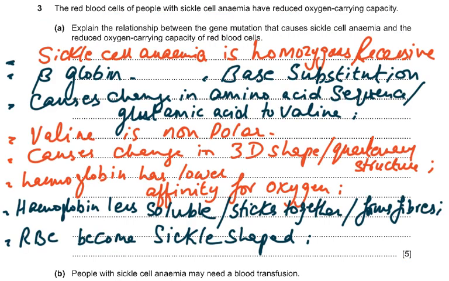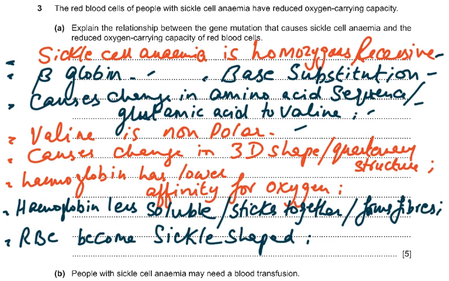Now, as you can see, the marking scheme points are very simple. Sickle cell anemia is homozygous recessive. Then the beta globin is defective. Why? Because there is a base substitution in it, and this causes a change in the amino acid sequence. If you knew glutamic acid to valine, fine. But if you didn't know it and you just wrote change in the amino acid sequence, well, you would have got a mark for that.